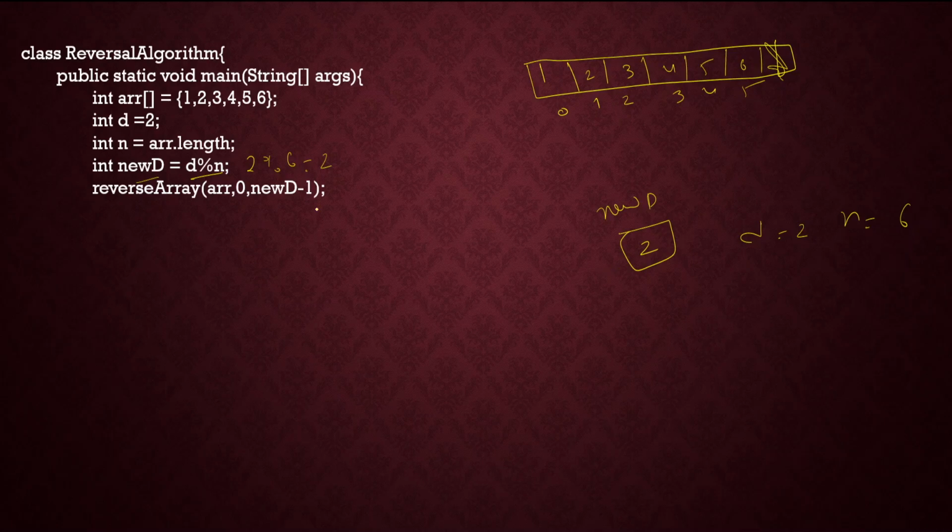Now we have to call the reverse array method. In that we have to follow the array start value and new d minus 1. What will it give? It will do the first iteration. How will it do? 0 in the sense this value up till d minus 1, 2 minus 1, which is this, will be reversed. How will you do the reversal?